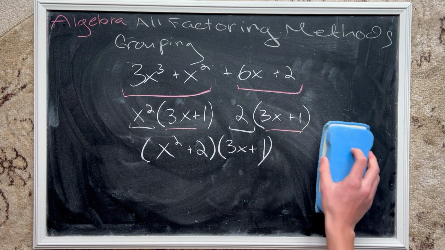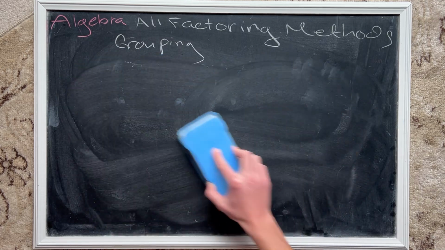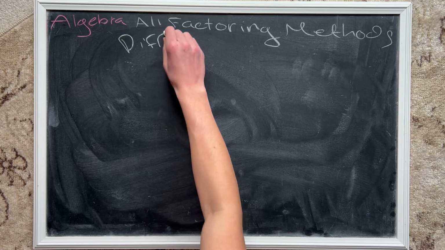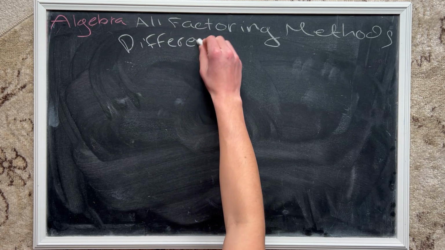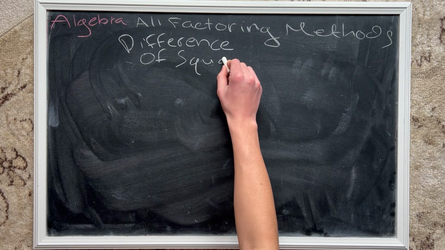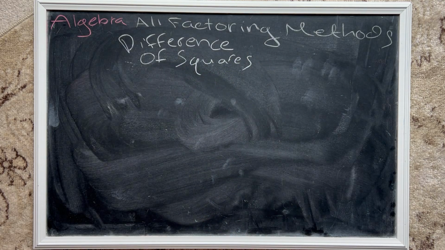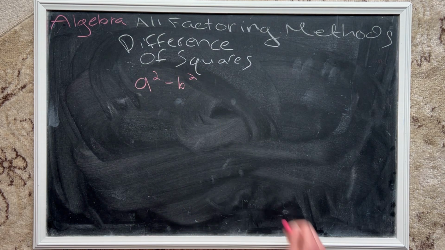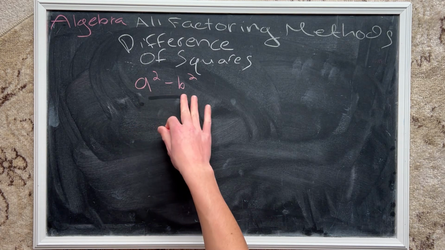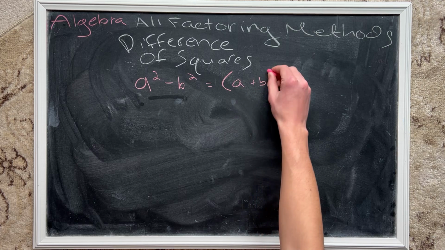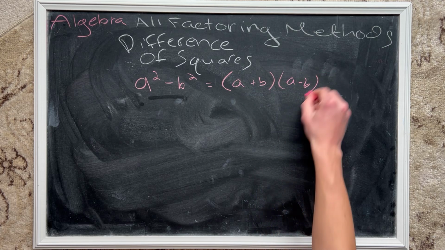Next, I'll show you the difference of squares factoring method. So this one is a little bit different because it's not a technique, rather it's more of a formula. So it basically just says this. If we have a squared minus b squared, right? Difference of two squares. This is a square, this is a square, this is a difference. This is equal to a plus b, a minus b.